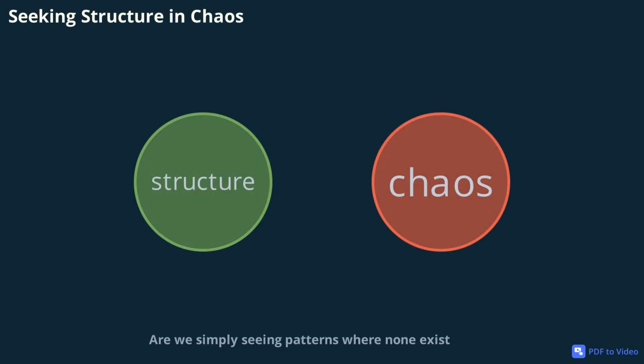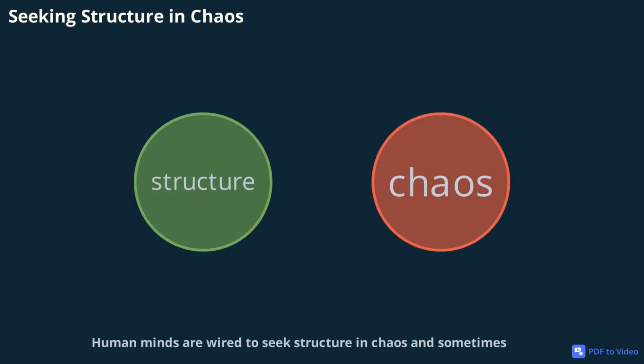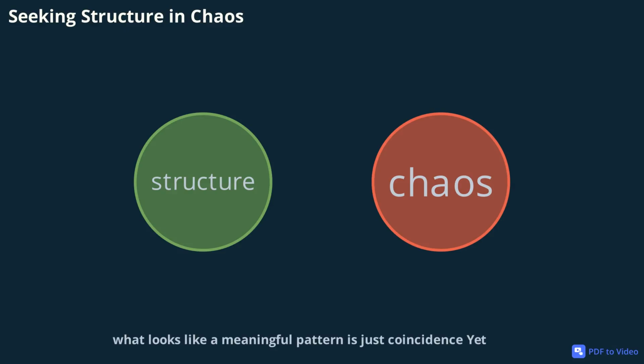Are we simply seeing patterns where none exist? Human minds are wired to seek structure in chaos, and sometimes what looks like a meaningful pattern is just coincidence. Yet the clustering of anomalies in the Odyssey's most adventurous sections is hard to ignore. Whether intentional or not, these metric deviations invite us to reflect on the relationship between form and content, order and disorder, in both poetry and life.